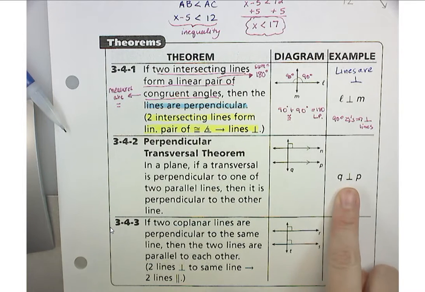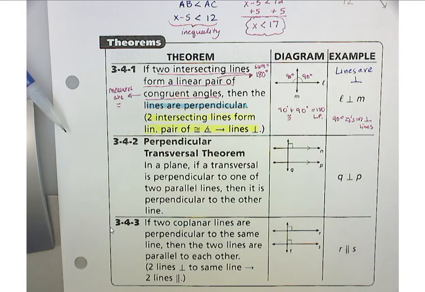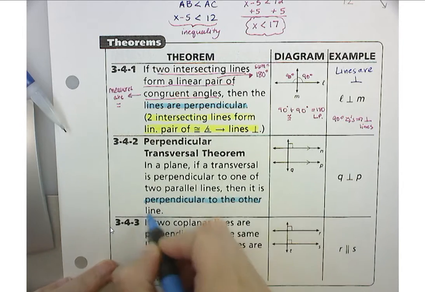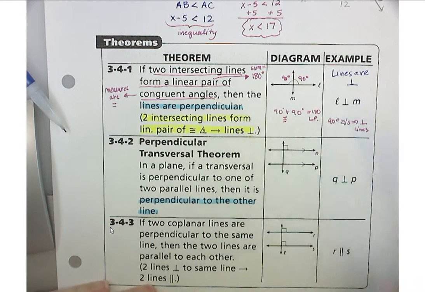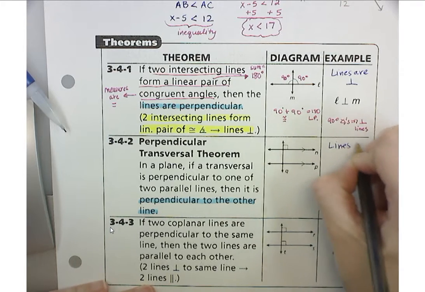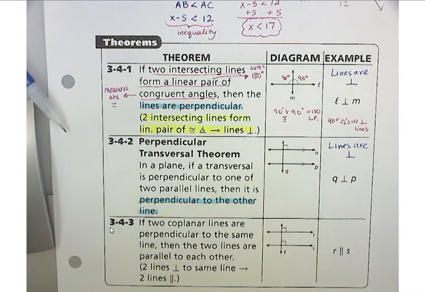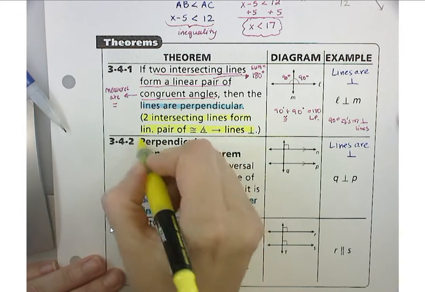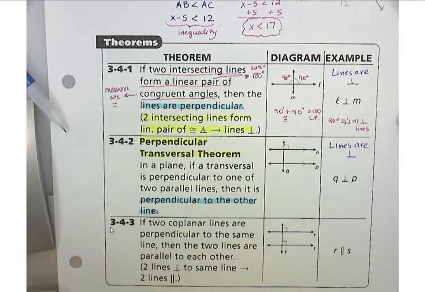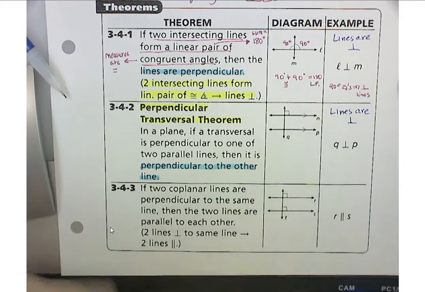Look at this one. Okay, if you look at the conclusion, it says then it is perpendicular to the other line. So if you were using this in a proof, it would be to show that the lines are perpendicular. Now this one is nice because it has a specific name. This is the perpendicular transversal theorem. Okay, perpendicular transversal theorem. So that would be your reasoning in a proof. Let's see what conditions this has to satisfy.